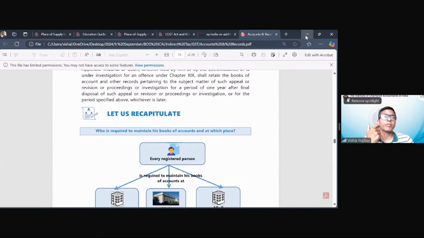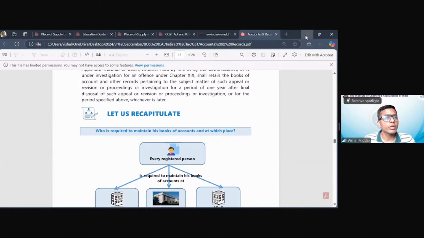This is the time limit for availing ITC. This is the time limit for amending GSTR1, amending GSTR 3B. For all these things, the time limit is same. That is, after the end of financial year, 30th November, or filing of annual return, whichever is earlier. Generally, people file annual return after that because the last date for annual return is 31st of December, that is today. So by default, practically it becomes 30th of November.